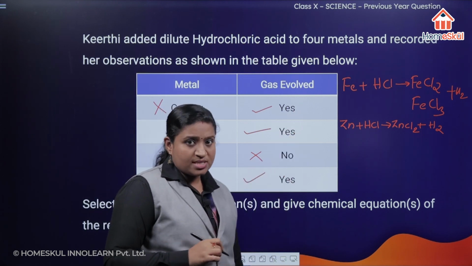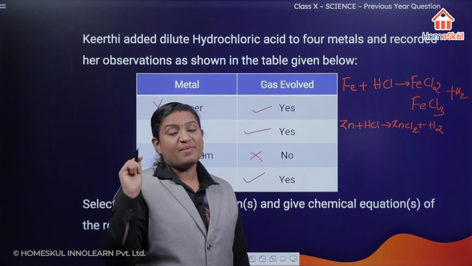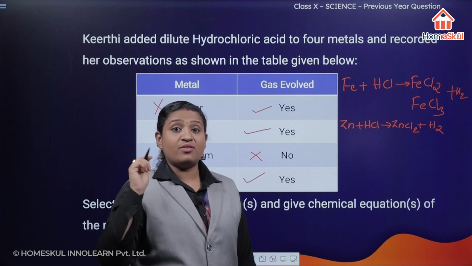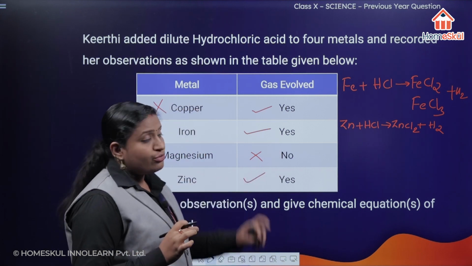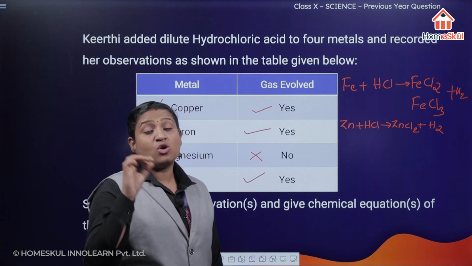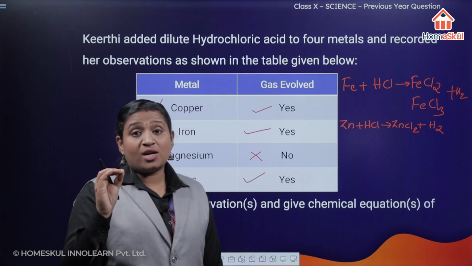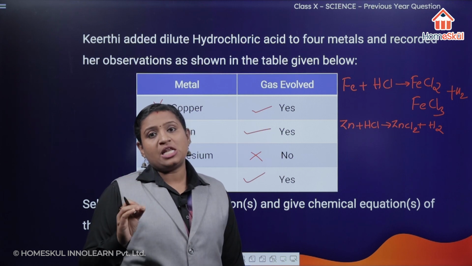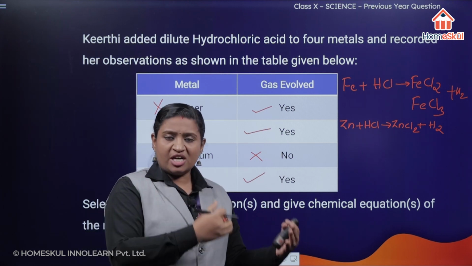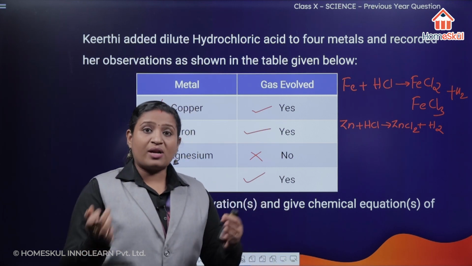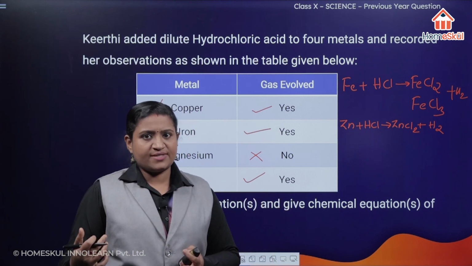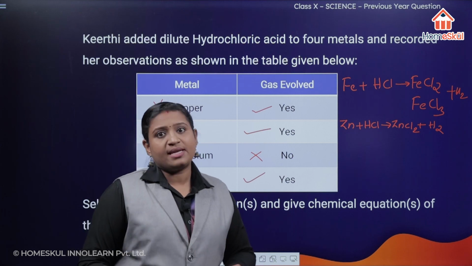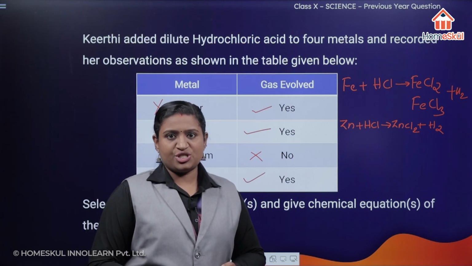Since there are two equations involved, each chemical reaction will be awarded 1 mark each. As a result, you will be getting 2 marks for the 2 equations. Clear, children? So, make sure that you are very thorough with regard to the balancing of chemical equations, converting a word equation into a balanced form, or writing the skeletal equation into a balanced form. All these questions are repeatedly asked in the board examination. Okay.